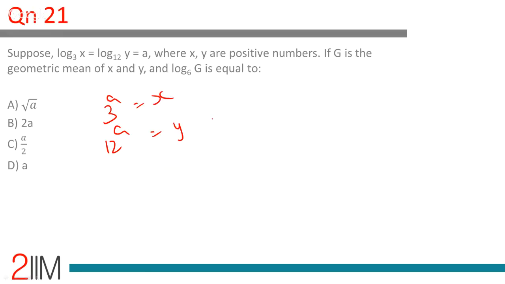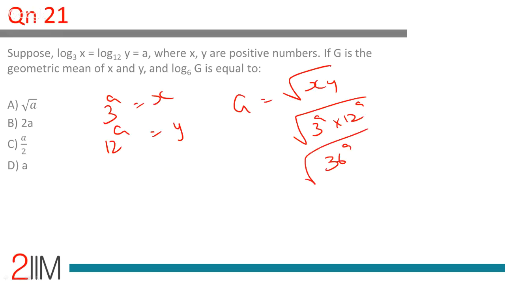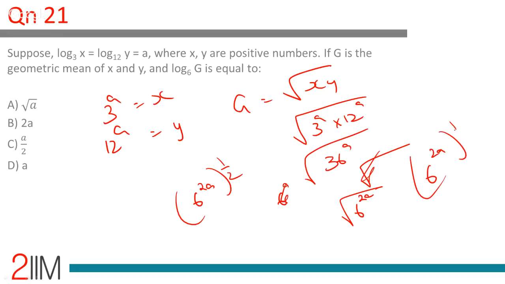G is the geometric mean of x and y. G equals square root of xy equals square root of 3 power a into 12 power a. This is square root of 36 power a, or square root of 6 power 2a, which is 6 power 2a whole power 1 by 2. This is 6 power a. So log of 6 power a to the base 6 is a, is what you're looking for.